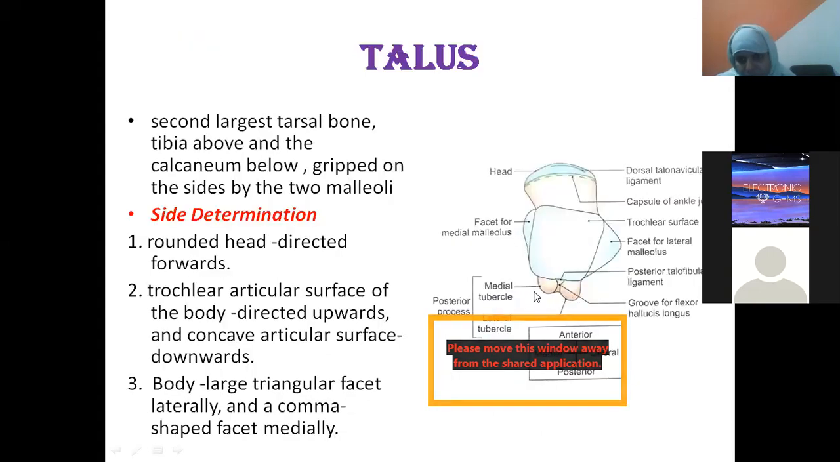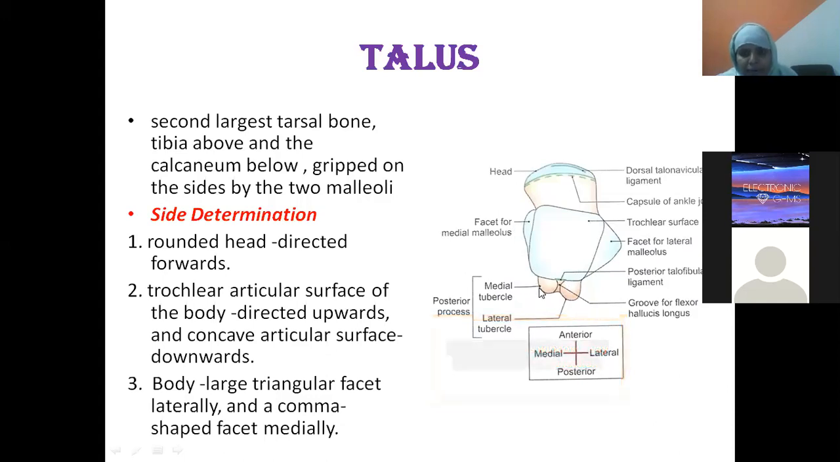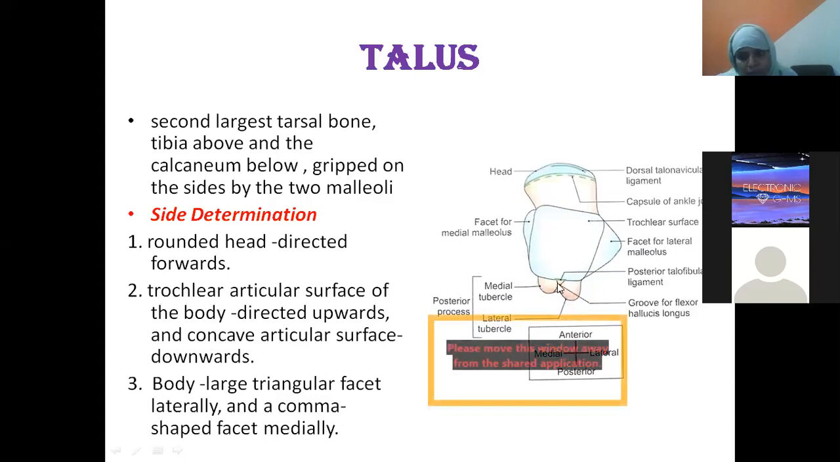Now when you see behind, even if you are unable to observe it in the bone, the diagram is so clear. Towards the midline you have the medial tubercle, away from the midline the lateral tubercle. Between them you have a groove, where the tendon of flexor hallucis longus passes. Only this much I want you to remember for talus.